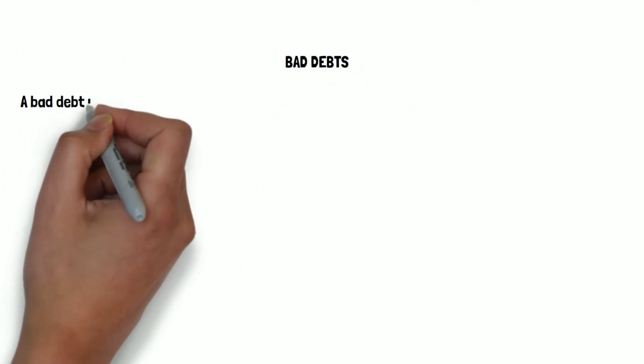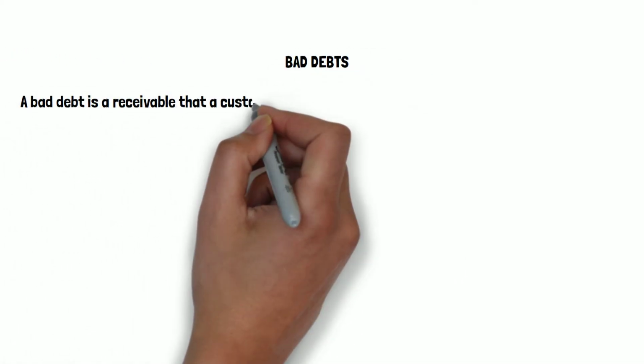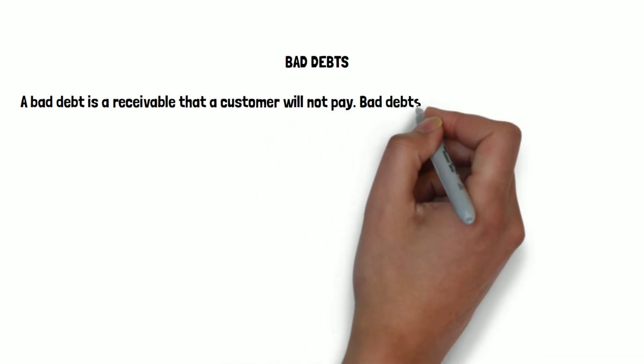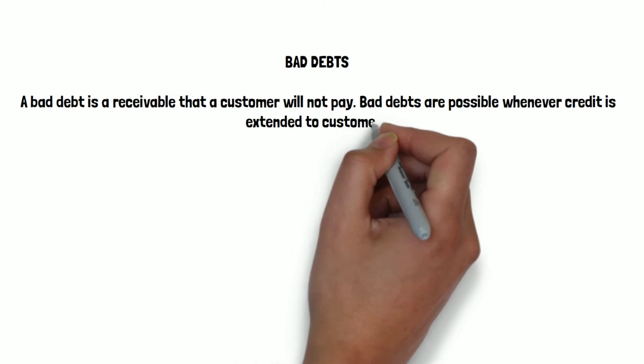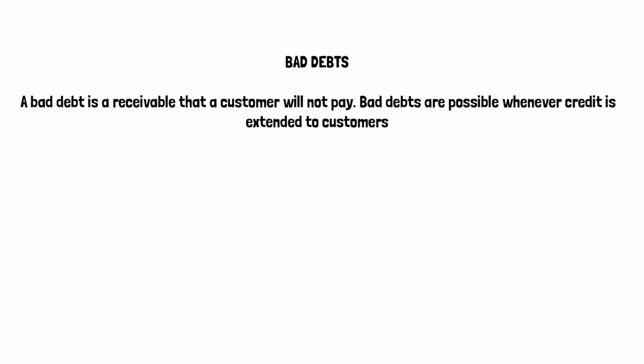Now let's see what bad debts are. In this one, the spelling is D-E-B-T-S, but the B is silent. Sometimes people call it bad debts, but that is basically wrong. Bad debts mean debts which are bad. To make it clear, it means any debts or receivables which you consider as unrecoverable.